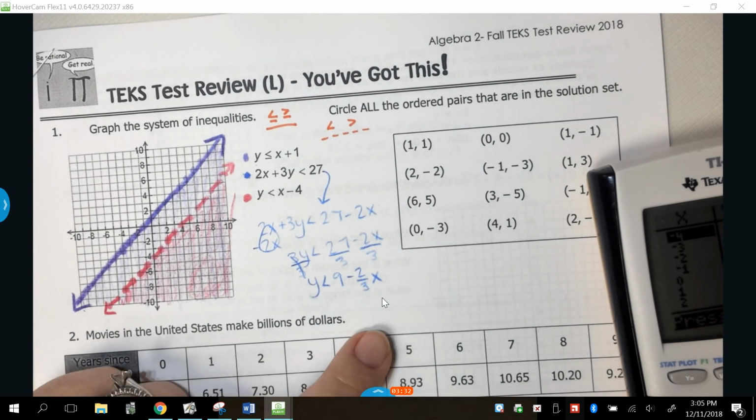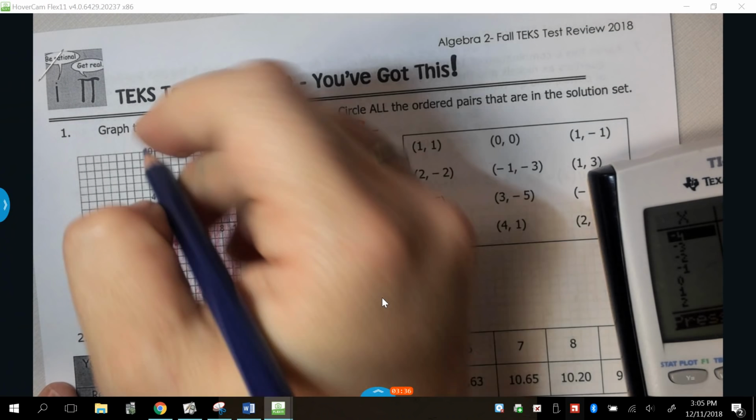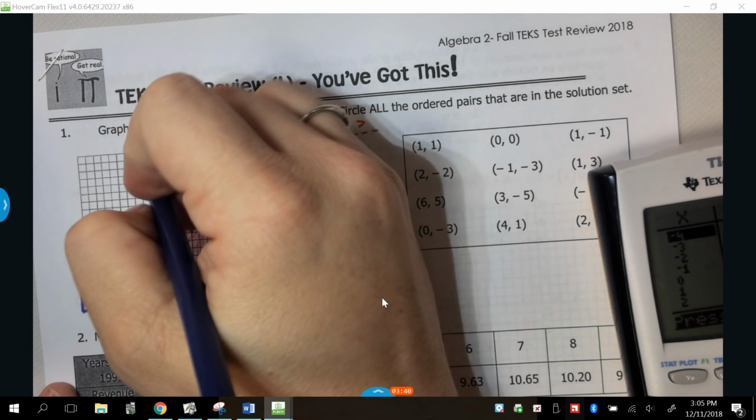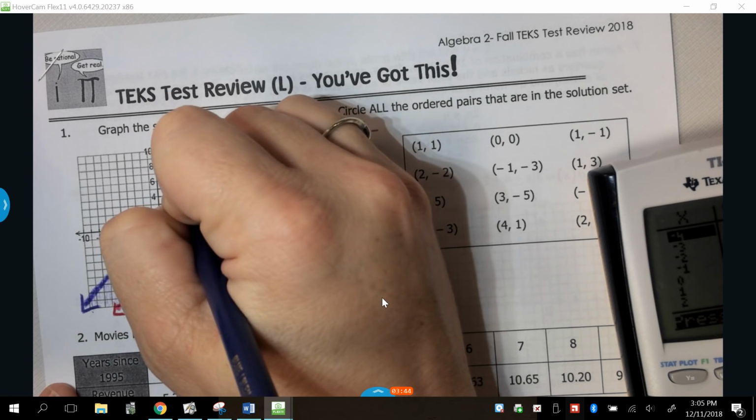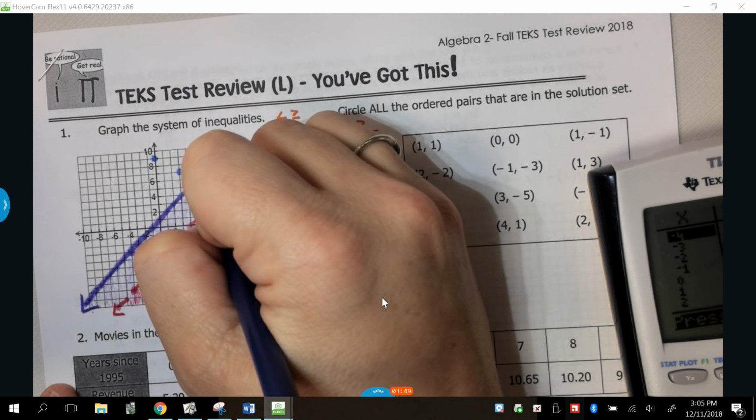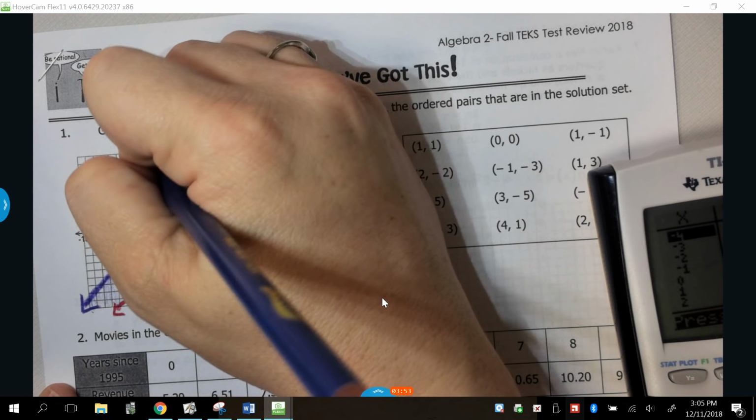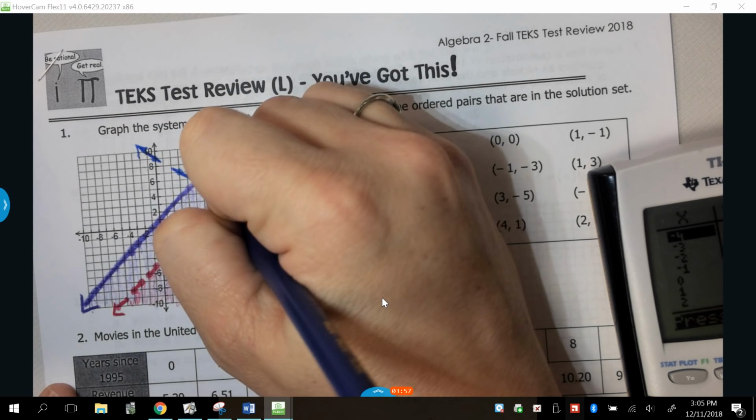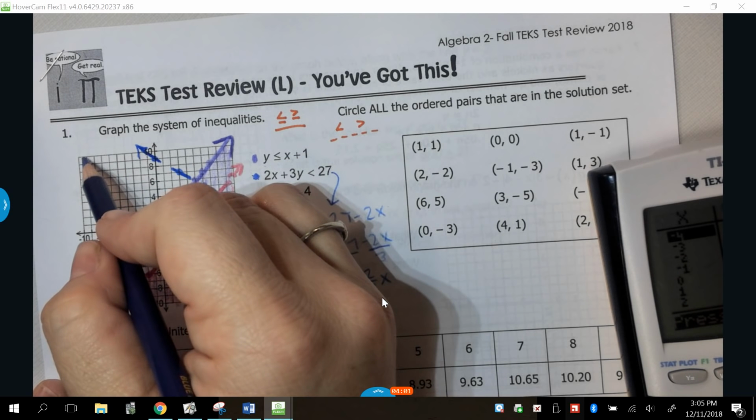Okay, so again, you could type this in your calculator and it would give you your points. But I know that this is my starting point because it doesn't have an x. And that this is my slope. So I'm going down 1, 2, right 1, 2, 3. Down 1, 2, right 1, 2, 3. Down 1, 2, right 1, 2, 3. I also know it's going to be a dashed line. And it's less, so it's going to be below.